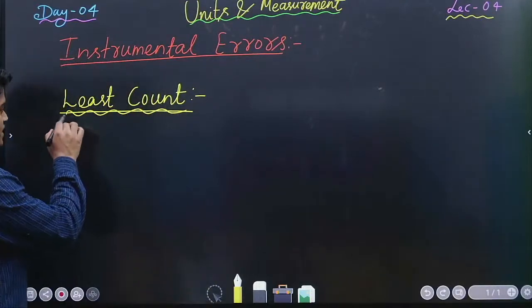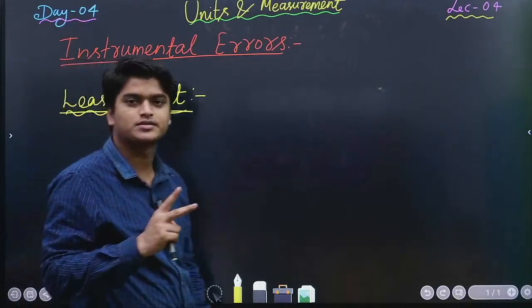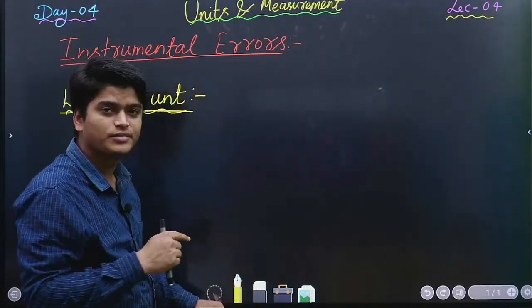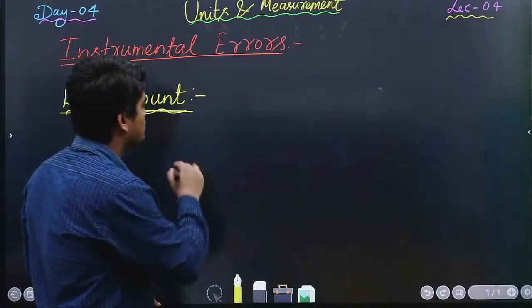So here, first thing we'll understand what is the least count. After that, we'll understand about the two instruments. One is vernier caliper and one is screw gauge. So first understand what is the least count. The least count is what?